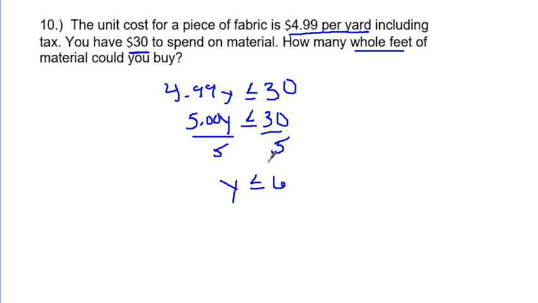Now I can convert my yards to feet. Because I can buy no more than 6 yards, I can multiply that by 3 to figure out that I can buy no more than 18 feet. But the biggest thing is recognizing that if I have $30 to spend, I have to make sure my inequality is set up so I can buy anything less than that. Okay, but I can't spend more than that $30.